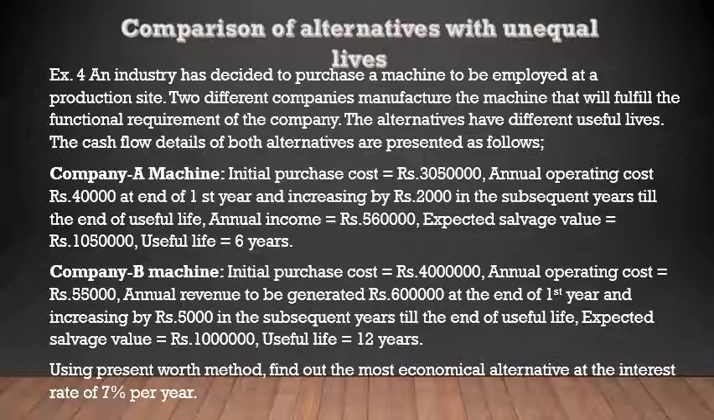Compare the alternatives at an interest rate of 7 percent per year. What is the difference here? Alternative A has a useful life of 6 years and alternative B has a useful life of 12 years. This is the difference between this problem and the earlier problems. This is a case of unequal lives. How do I do that?